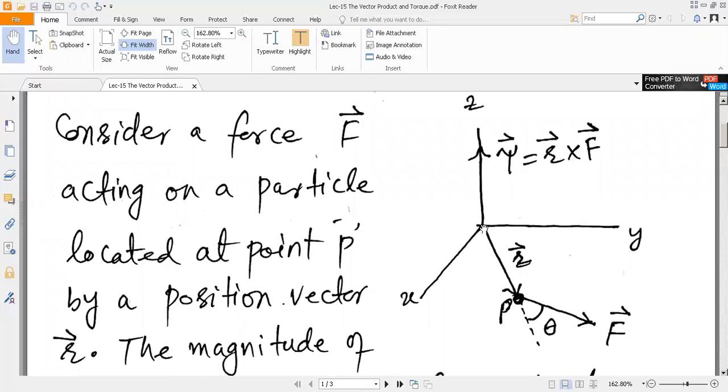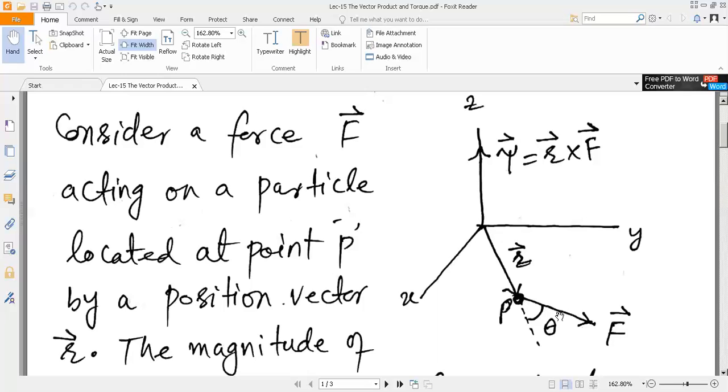We have to consider a coordinate system, and here this is our origin, and this axis is representing the x-axis, this axis is the y-axis, and this axis is z. With reference to our region, we are having a point P which is located by the position vector R, and at this point P an external force or net force acts in this way, and this force is making an angle theta with the position vector R.